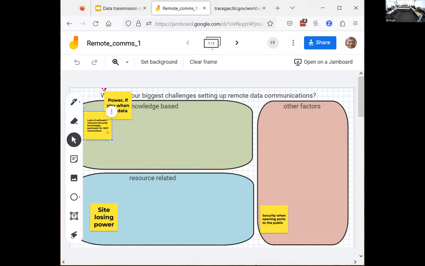Let's see, I'm trying to read this one. It says, lack of software network security knowledge, particularly for Wi-Fi connections, great. Touching on the security, it wasn't me that put that, but one time I did have a ransomware attack at one of my remote sites.